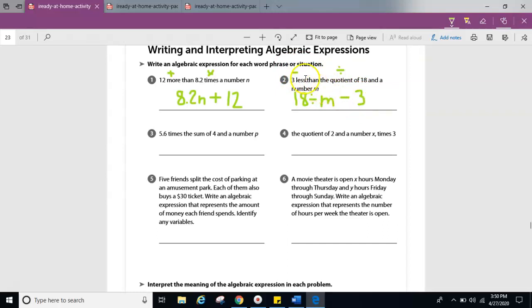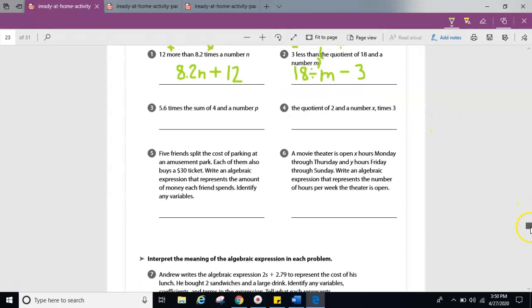It's important when you read the problems to know in what order it goes in. It's not saying that we're doing 3 minus the quotient. It is 3 less than this. So for 3 less than, we would put this in parentheses, because we know that we have to do this first, and then it's going to be 3 less than this number. Let's go to a story problem.